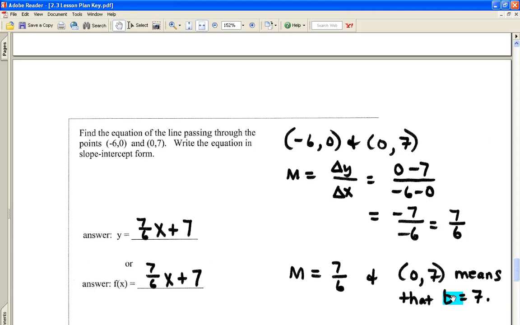Okay, let me repeat that one more time. Anytime the x value of an ordered pair is 0, the number following it is b. So, b is 7. So I now know m is 7/6. I found it with my formula. I was already given b. So my answer, y equals mx plus b, becomes y equals 7/6 x plus 7. And in functional notation, it would be f of x equals the same thing.